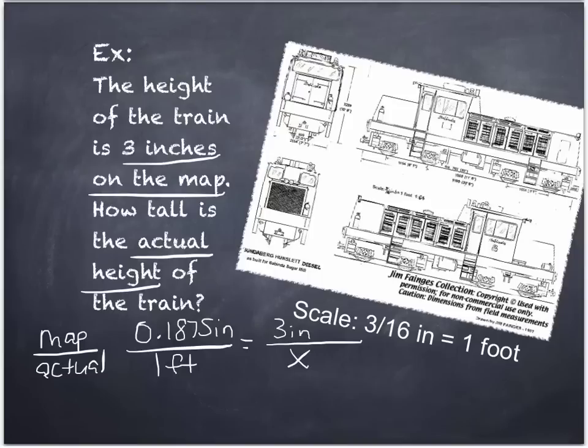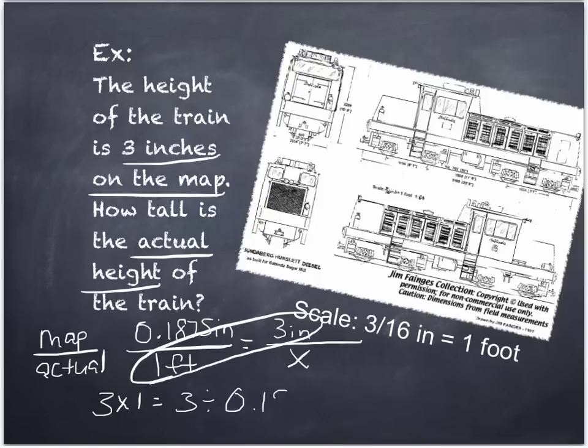Again, we use cross products. 1 times 3 is 3, divided by 0.1875. If you do that in your calculator, 3 divided by 0.1875, you get 16, and because we're looking for the actual height, it's feet. So our answer is 16 feet.